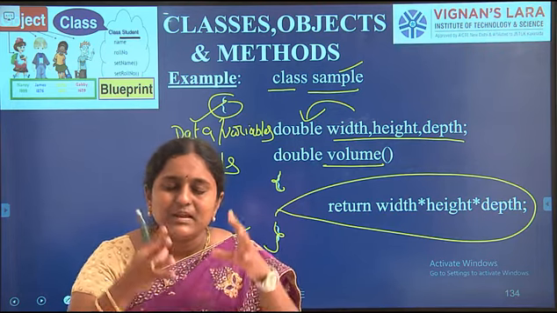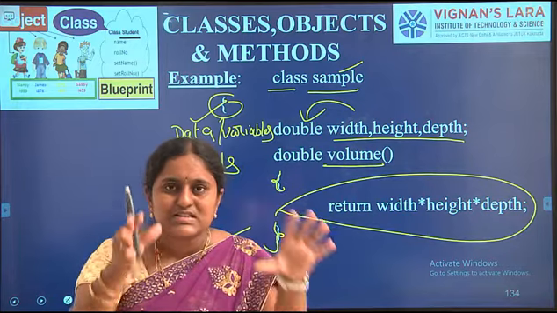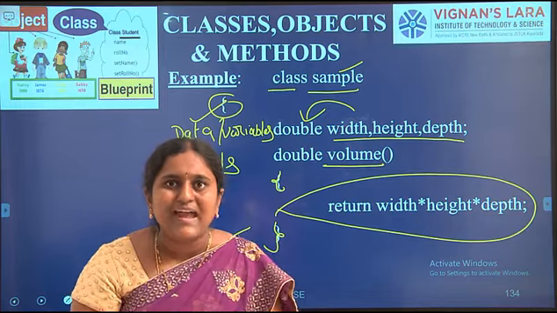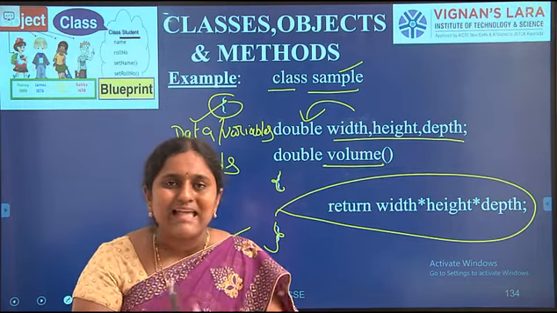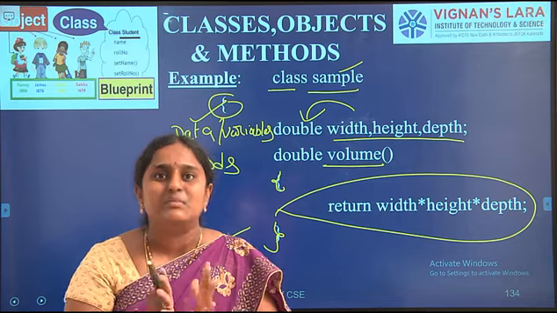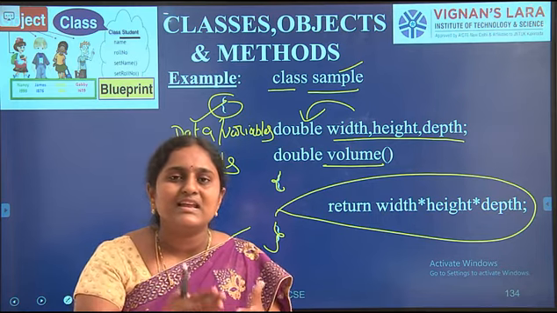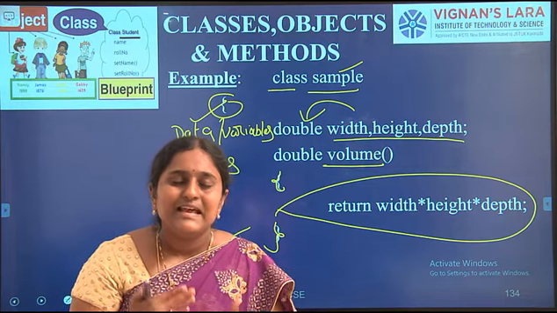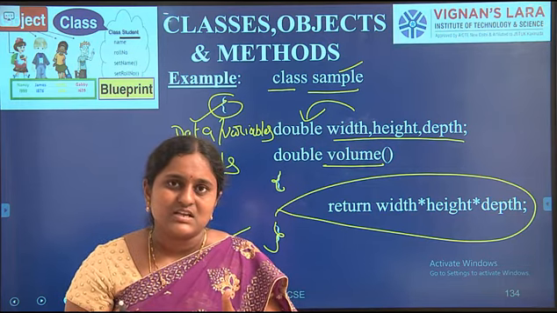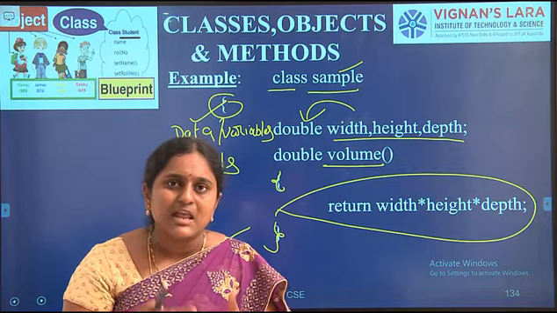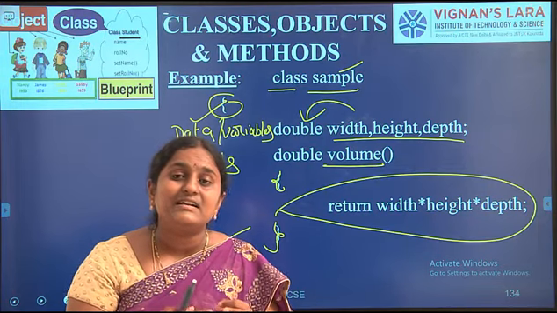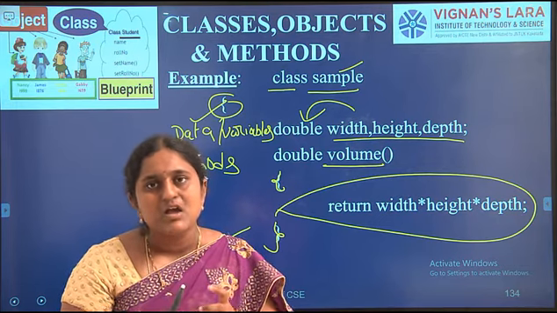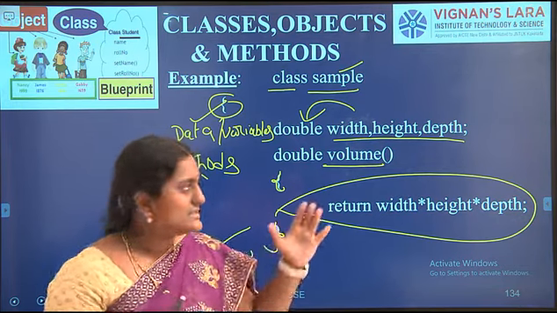In a class we simply define variables and methods. Any variables and methods defined within the class are called instance variables and instance methods. After variable declaration we have to define methods. What is the syntax for defining a method? Return type, method name, parameter list. Every method contains four parts: name of the method, the data type the method returns, list of parameters, and body of the method. So this is about class.